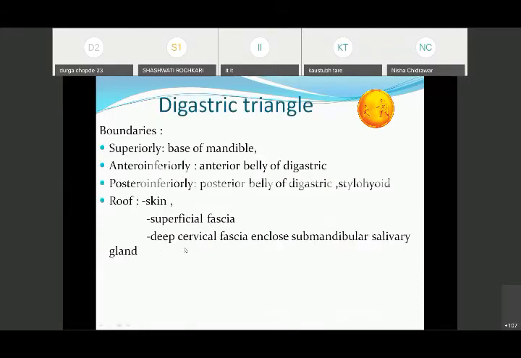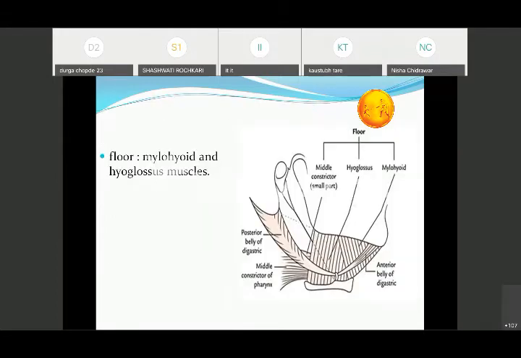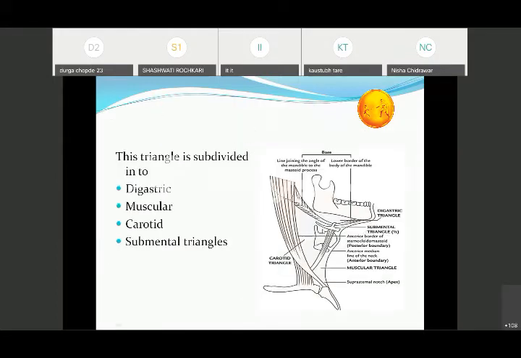It has a roof, that is covered by the skin, superficial fascia which contains the platysma, cervical branch of the facial nerve, and ascending anterior branch of the transverse cutaneous nerve of neck. Then there will be deep cervical fascia which encloses the submandibular salivary gland. So the important content of this region is the submandibular salivary gland.